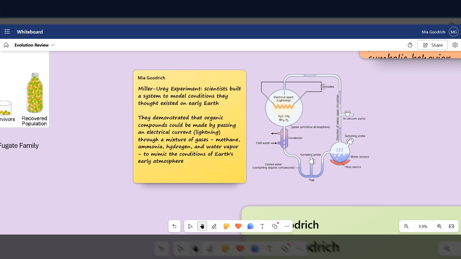Okay, so scientists wanted to see if they could basically make organic molecules from scratch in a laboratory environment by mimicking Earth's atmosphere in the lab. Okay, so in here we have water, H2O. Here, let me use my pointer.